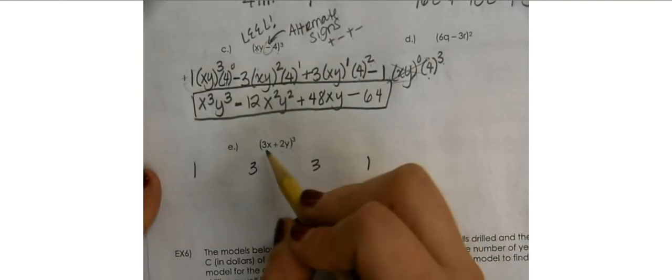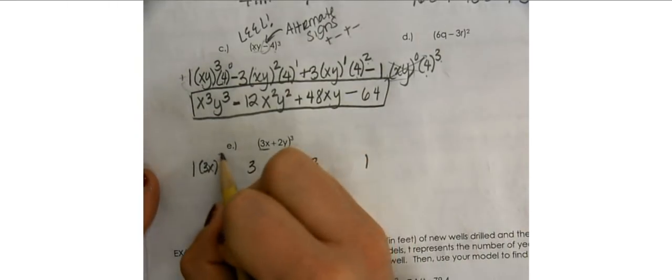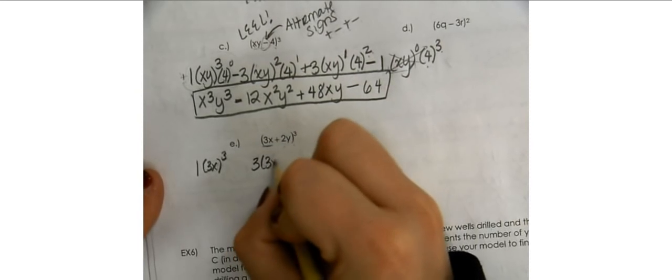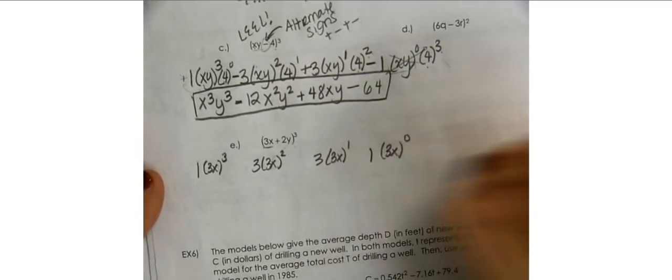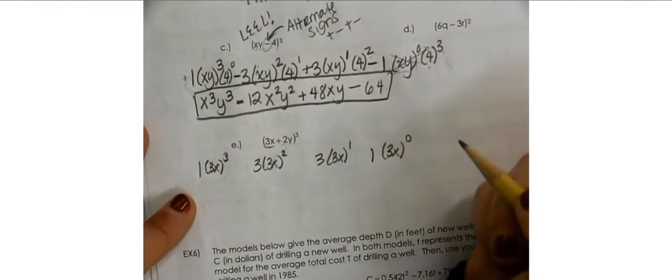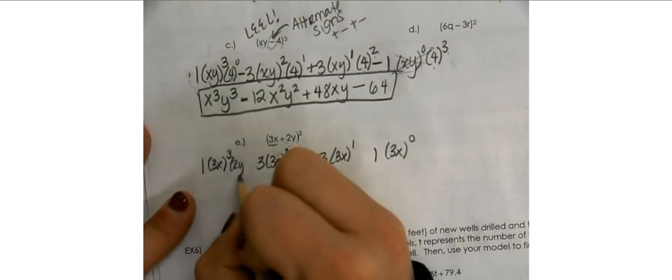I'm going to take my first term, which is 3x, put it into parentheses and raise it to the third power. Then I'm going to raise it to the second power, then the first power, and then the 0 power. Then I'm going to take my second term, which is 2y, and write 2y to the 0 power, 2y to the first power, 2y to the second power, and then 2y to the third power.